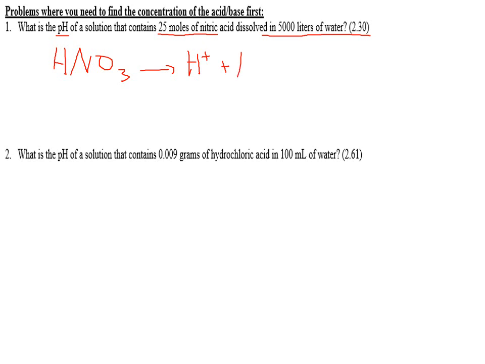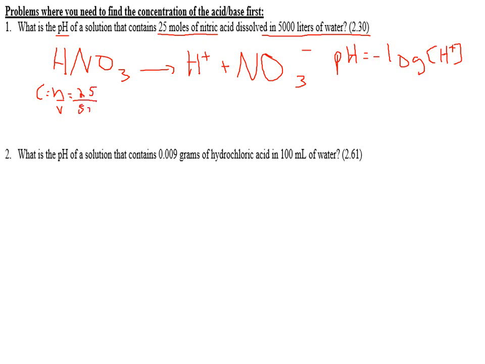and NO3 minus. And remember that the pH is always going to be the negative log of the concentration of H plus. Now we don't have the concentration of H plus, we don't have the concentration of anything at the moment, but we can find the concentration of the acid by simply doing C is equal to n over V. And so that's going to be our 25 moles divided by our 5,000 liters. It's a lot of water.